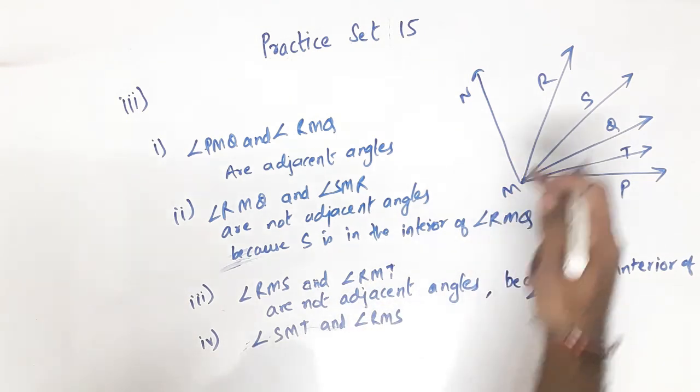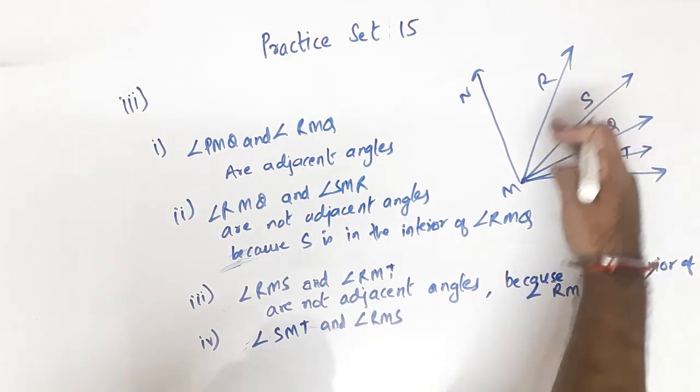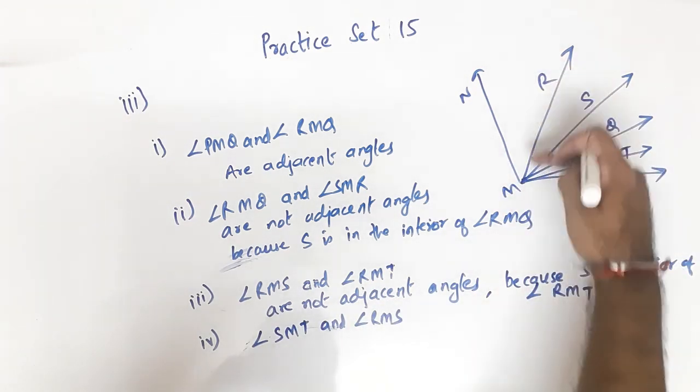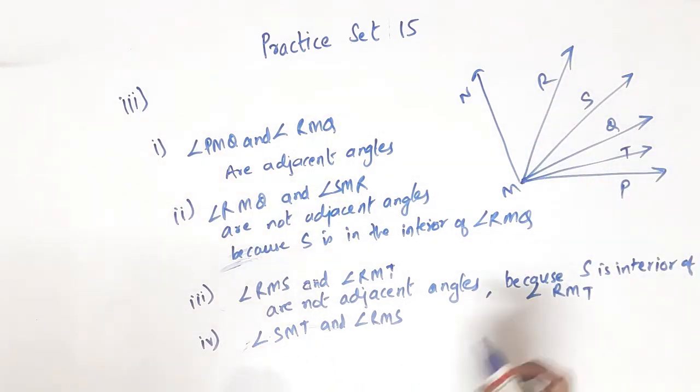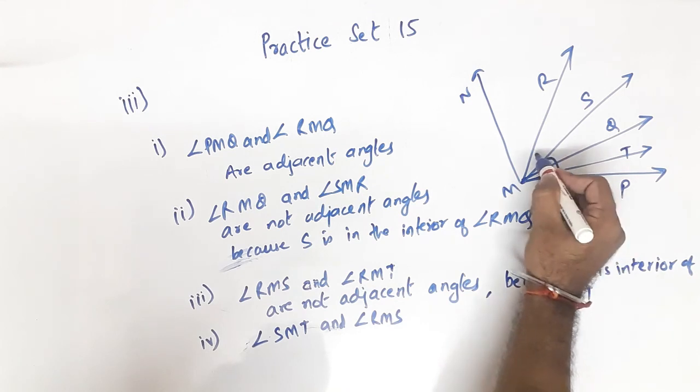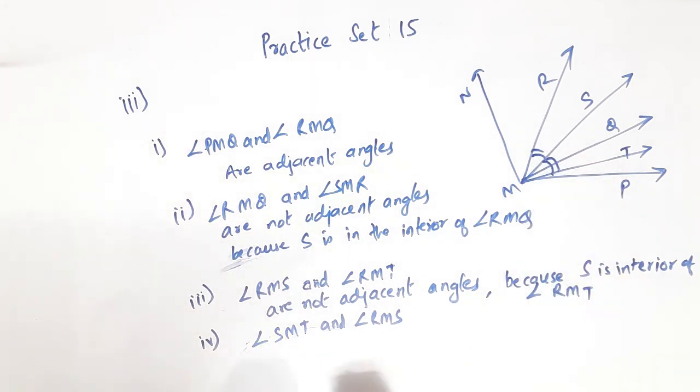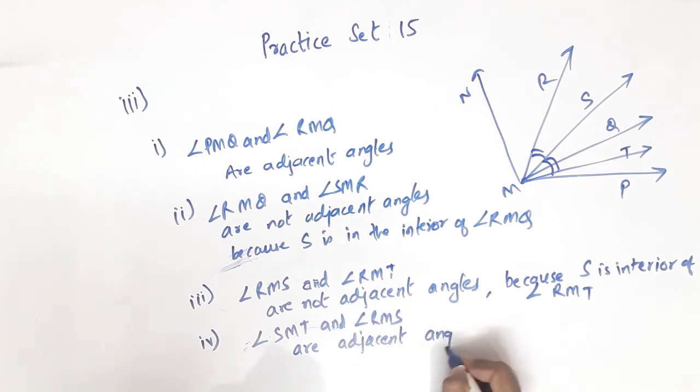Now let us see this angle SMT. You can see angle SMT and angle RMS. Yes, SMT and RMS. They are adjacent angles. You can see this angle and this angle. They are adjacent angles. So, are adjacent angles. Okay, very simple. Okay, so with this we come to the end of practice set number 15. See you. Good luck.